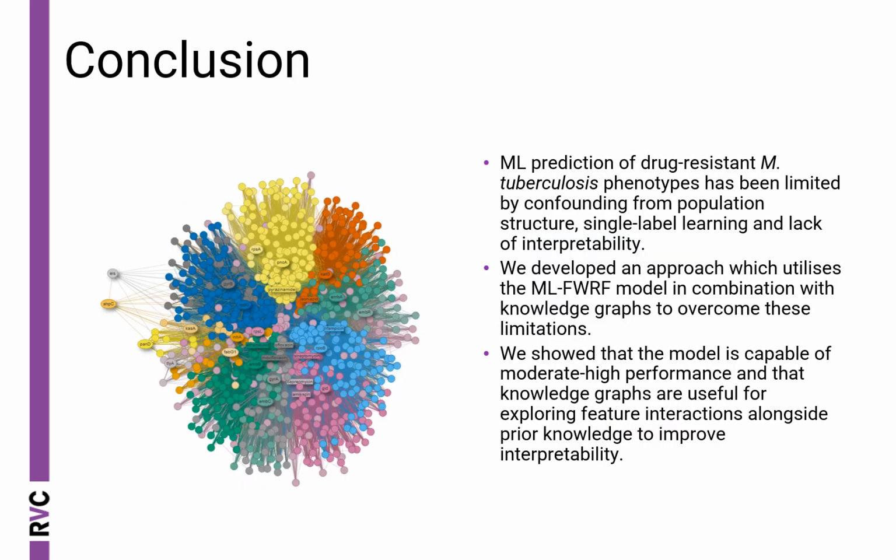In conclusion, machine learning prediction of drug-resistant phenotypes in Mycobacterium tuberculosis has been limited by confounding from population structure, single label learning, and lack of interpretability. We developed an approach which utilises the multi-label feature-weighted random forest model in combination with knowledge graphs to overcome these limitations. We showed that the model is capable of moderate to high performance and that knowledge graphs are useful for exploring feature interactions alongside prior knowledge to improve machine learning interpretability. And this has key implications for clinical settings.